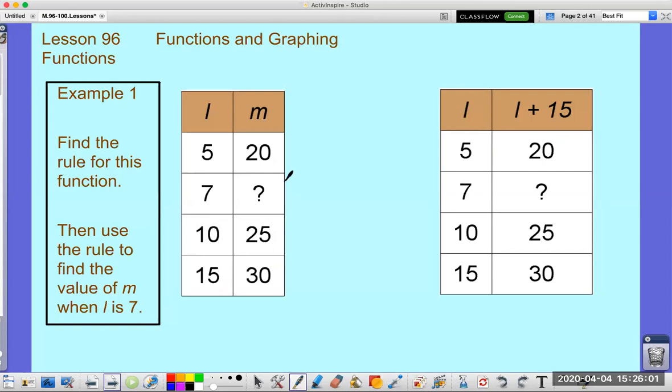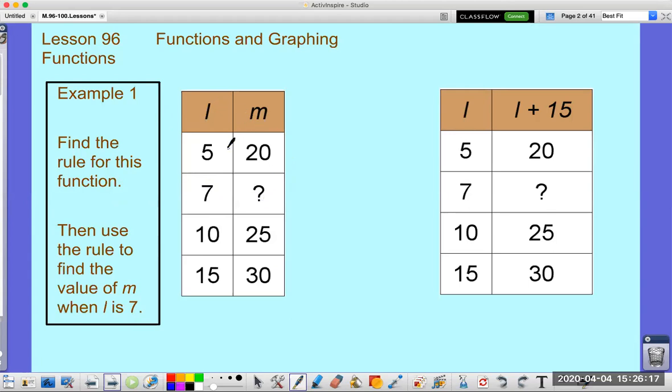Let's look at an example here. Example 1, find the rule for this function, then use the rule to find the value of m when L is 7. So if L is 7, what is m going to be?